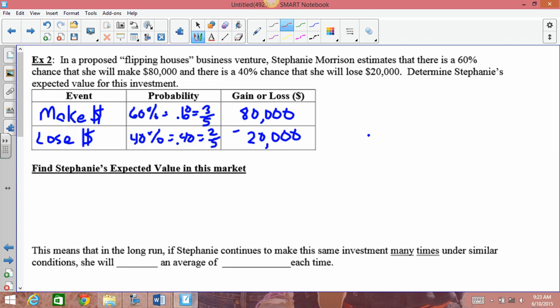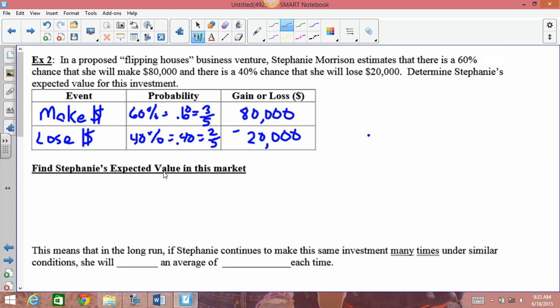Not every problem has a positive and a negative in it. Some problems have all positives, some have all negatives, some have a mixture, as you can see here. But if it's a loss, you're going to denote it with a negative. Now, we want to find Stephanie's expected value.